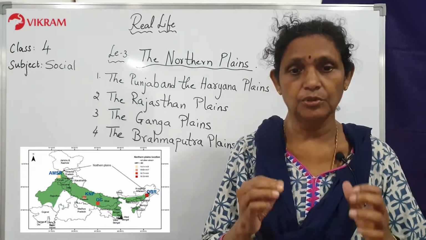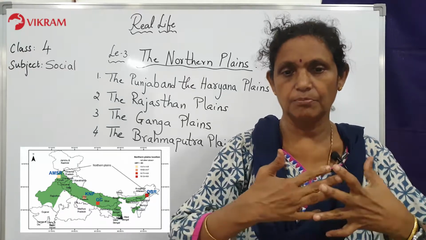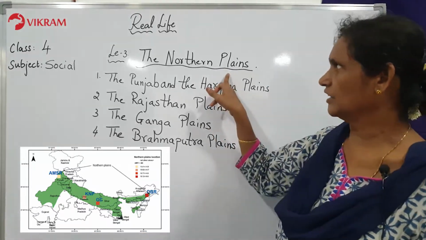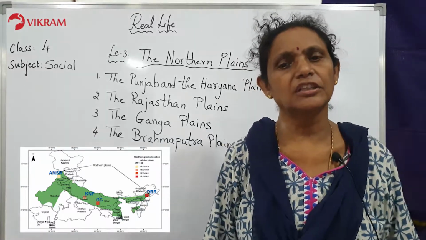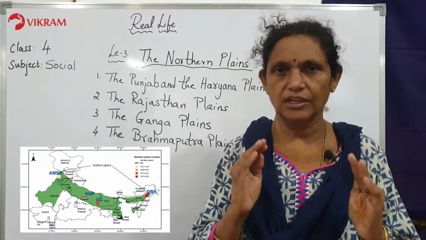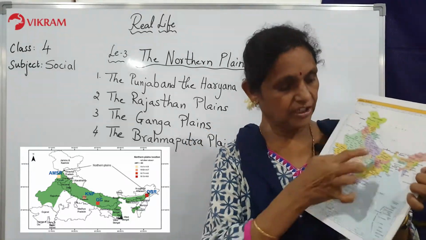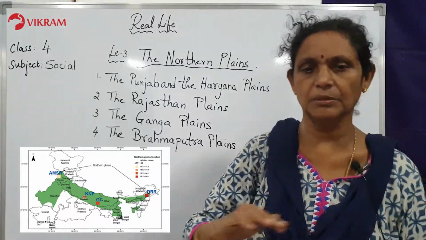So first we will start with the meaning. A plain is a broad flat area of land. So they are called Northern Plains. It's just flat land. The Northern Plains are so called because they are located in the northern part of the country. This is the reason they are called Northern Plains.